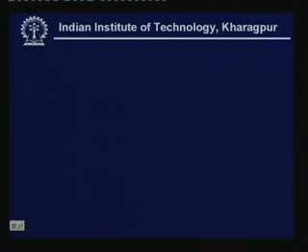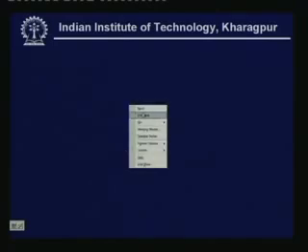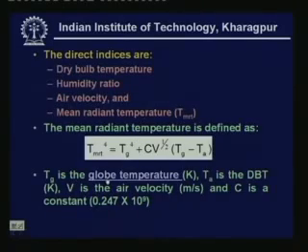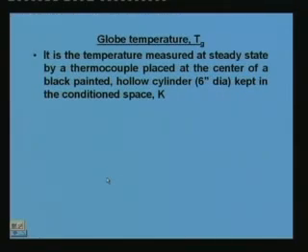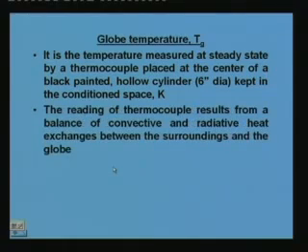What is this globe temperature, by the way? The globe temperature is the temperature measured at steady state by a thermocouple placed at the center of a black painted hollow cylinder of 6-inch diameter kept in the conditioned space. This is given in Kelvin. The reading of the thermocouple results from a balance of convective and radiative heat exchanges between the surroundings and the globe. So, that is how the globe temperature is measured, which is related to the mean radiant temperature or the surrounding surface temperature.